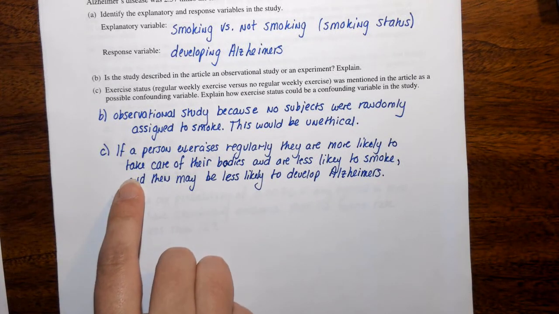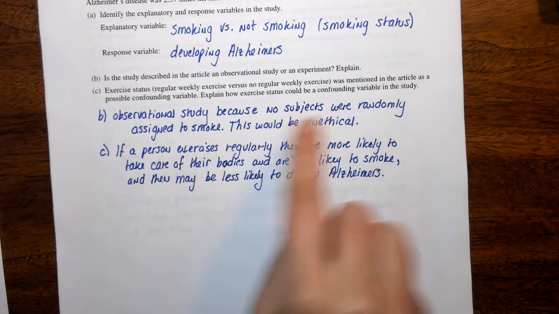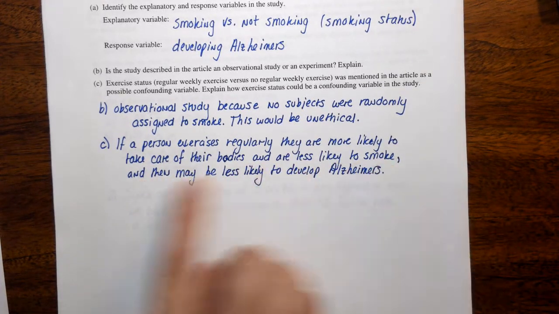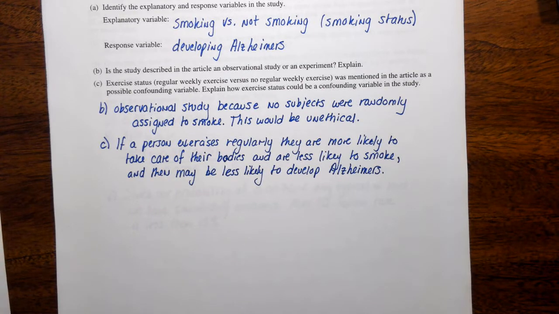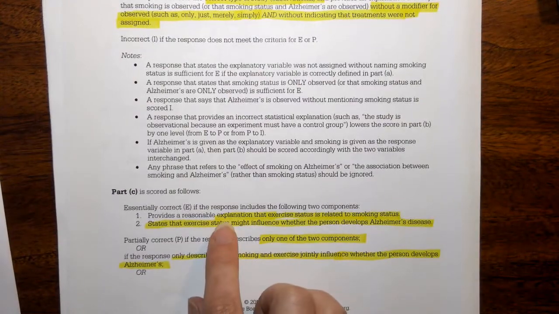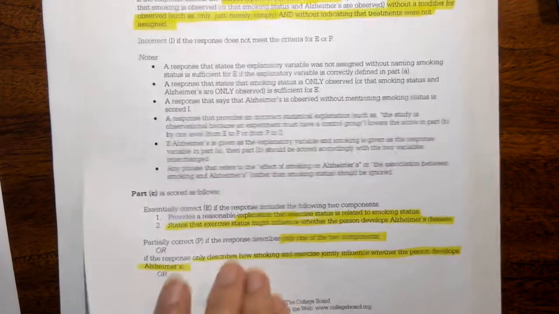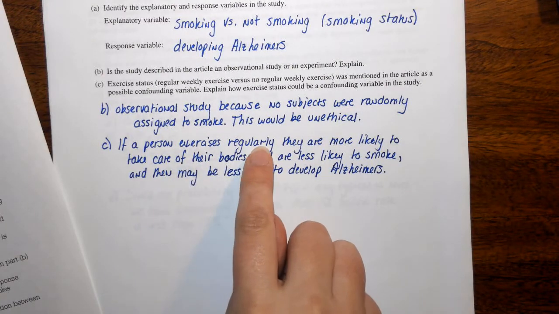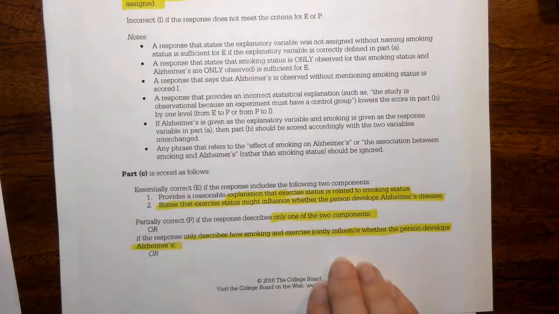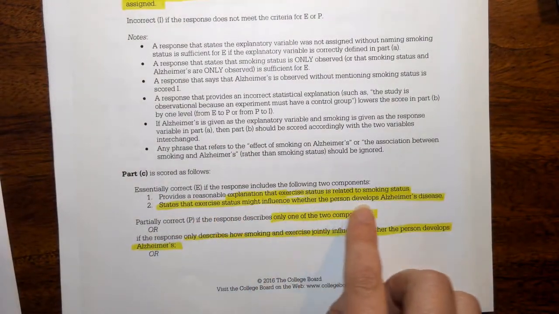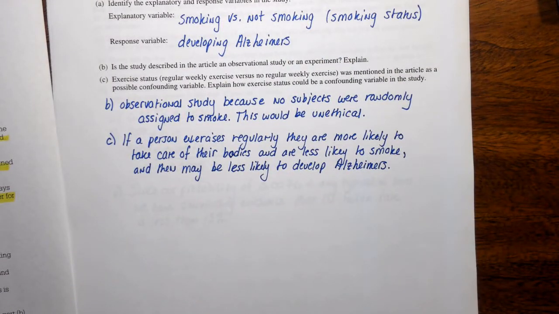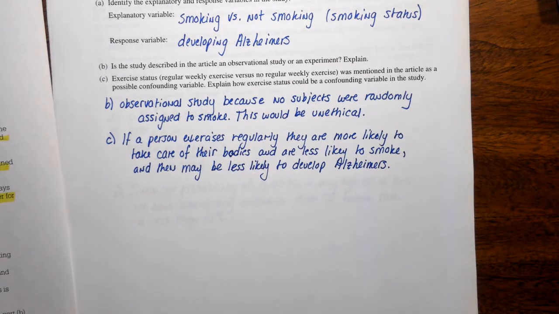Okay, part C. I said a person exercises regularly, they are more likely to take care of their bodies and less likely to smoke, and maybe then less likely to develop Alzheimer's. Okay, you get an E if you get explanation that exercise status is related to smoking status, so that's my exercising regularly, more likely to take care of their bodies and less likely to smoke. States that exercise status might influence whether the person develops Alzheimer's disease, and then may be less likely to develop Alzheimer's. Okay, if you only have one of those two items, that's a P.